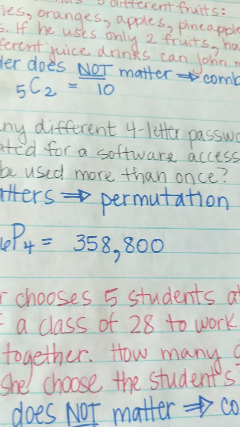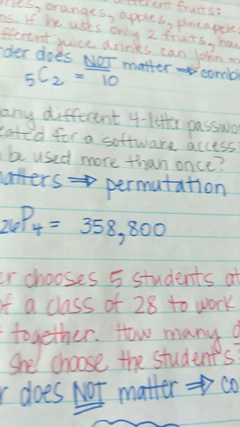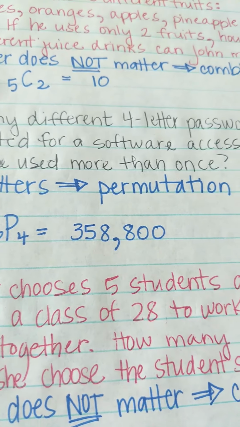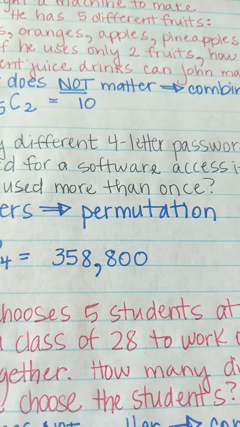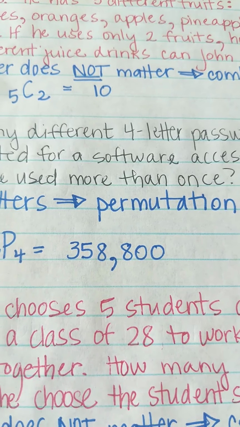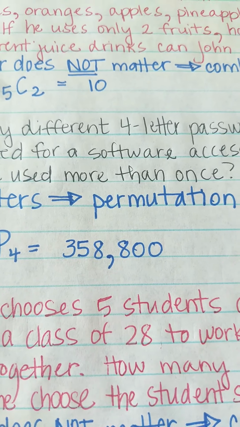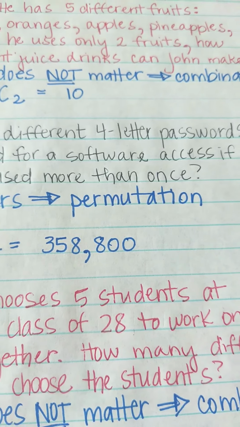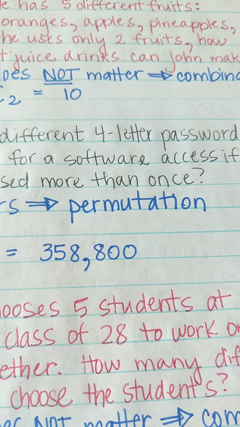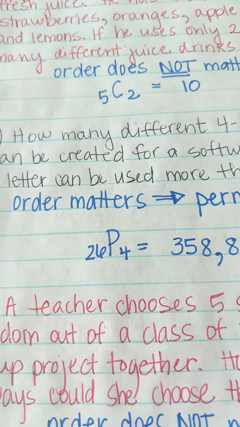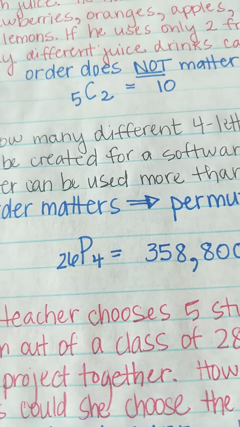Next example. How many different 4-letter passwords can be created for a software access if no letter can be used more than once? Okay, now if this said the letters could be reused, that would be our fundamental counting principle. Remember that. I would just take the possibilities each time. But because I can't use a letter more than once, this is still permutation or combination. In this case, it's permutation because I actually care about the order. That's the whole anagram thing.